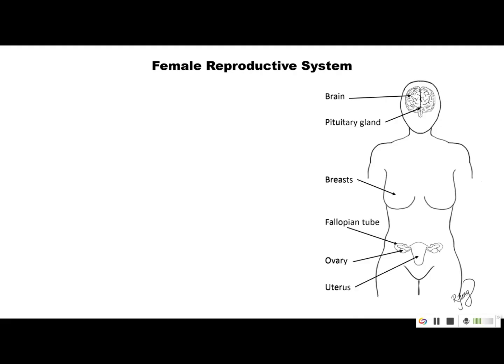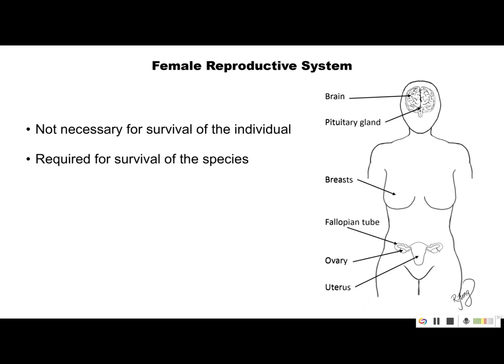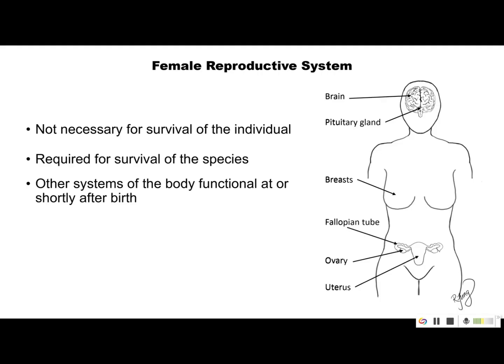Compared to all the systems we have discussed so far in the human body, the reproductive system is not necessary for the survival of the individual. This is true for both male and female. However, it is required for the survival of the species. Unlike any other system of the body, which are functional at the time of or shortly after birth, the reproductive system becomes functional much later at the onset of puberty.